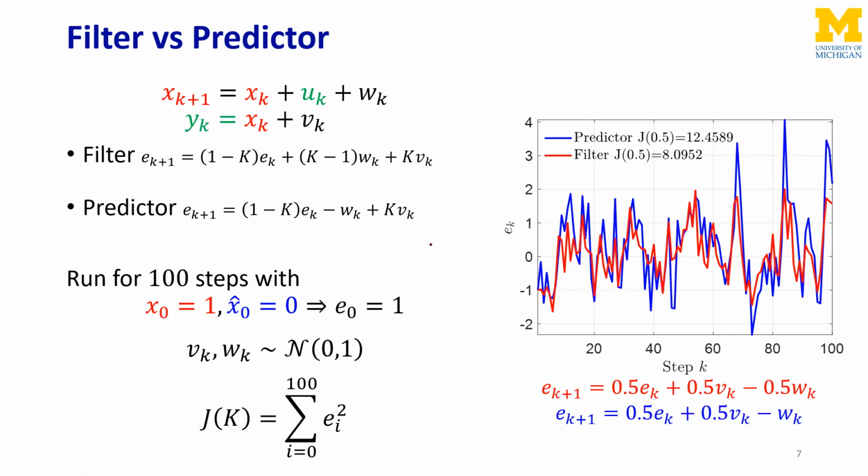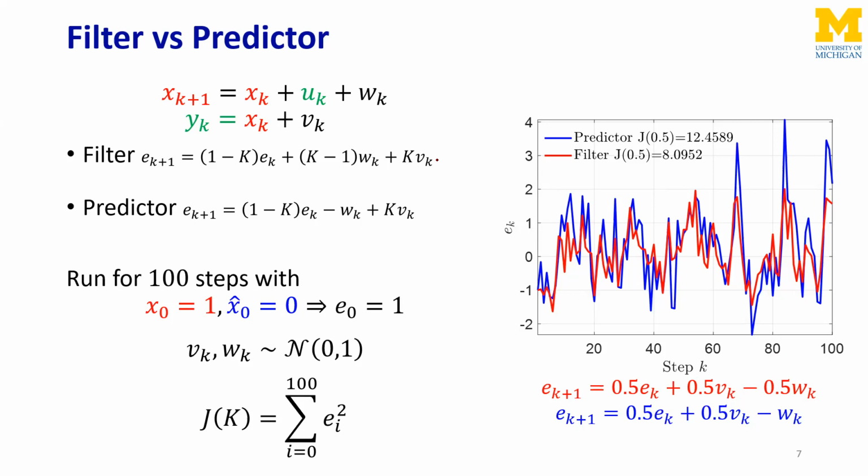Now, when I set K equals 0.5, this cost immediately comes down, and we see that the error is also much lower than it was in the previous case. But the thing to note is that when a filter is used, the cost is even lower than for the predictor. You can see that the red trace is slightly smaller than the blue trace. I'm using exactly the same samples of the noise to propagate both the filter and the predictor state estimates, and clearly the filter state estimates are slightly better.